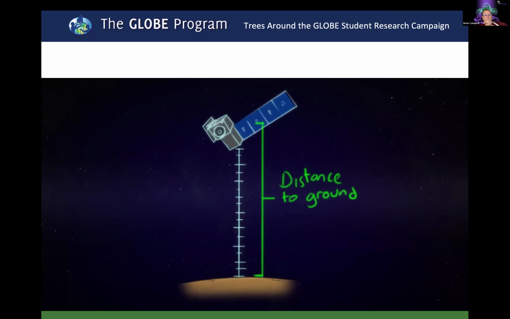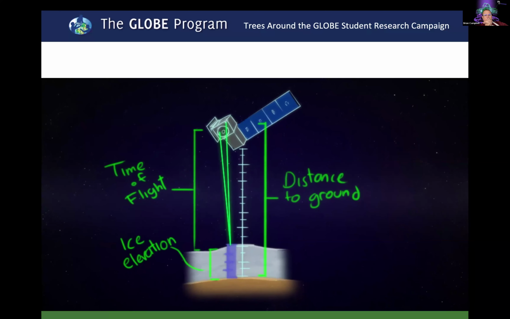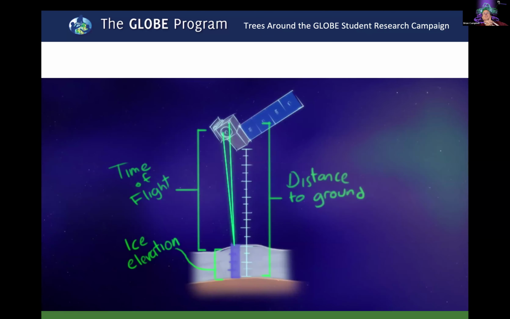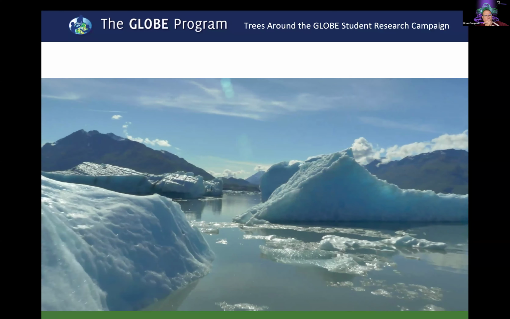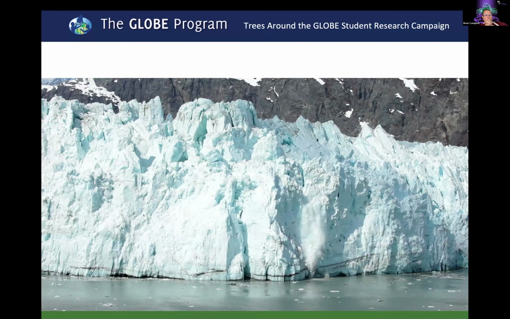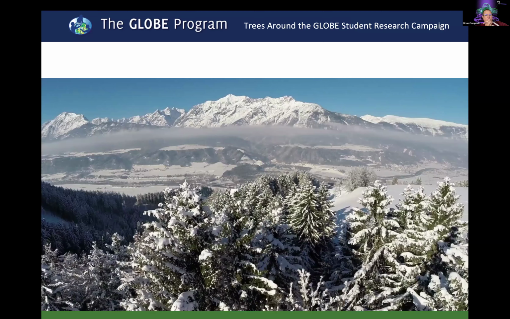So if you know where the spacecraft is, you know the time of flight, you know the distance to the ground, now you have the elevation of the ice. Or trees. Technology that can measure elevation adds a third dimension to how we map our Earth and allows us to study change across the poles and beyond.